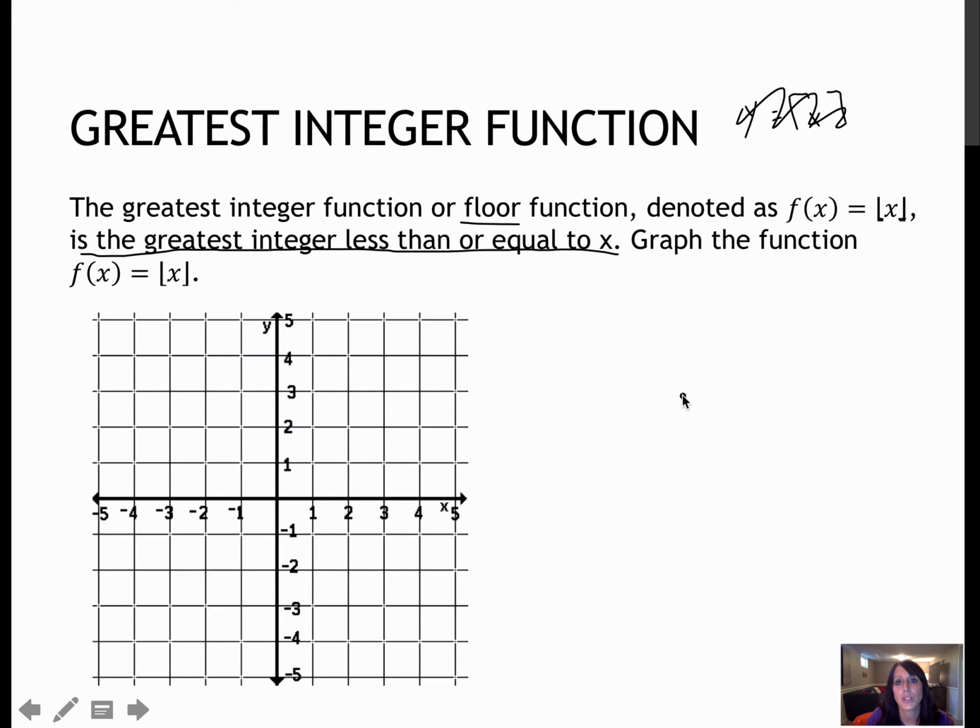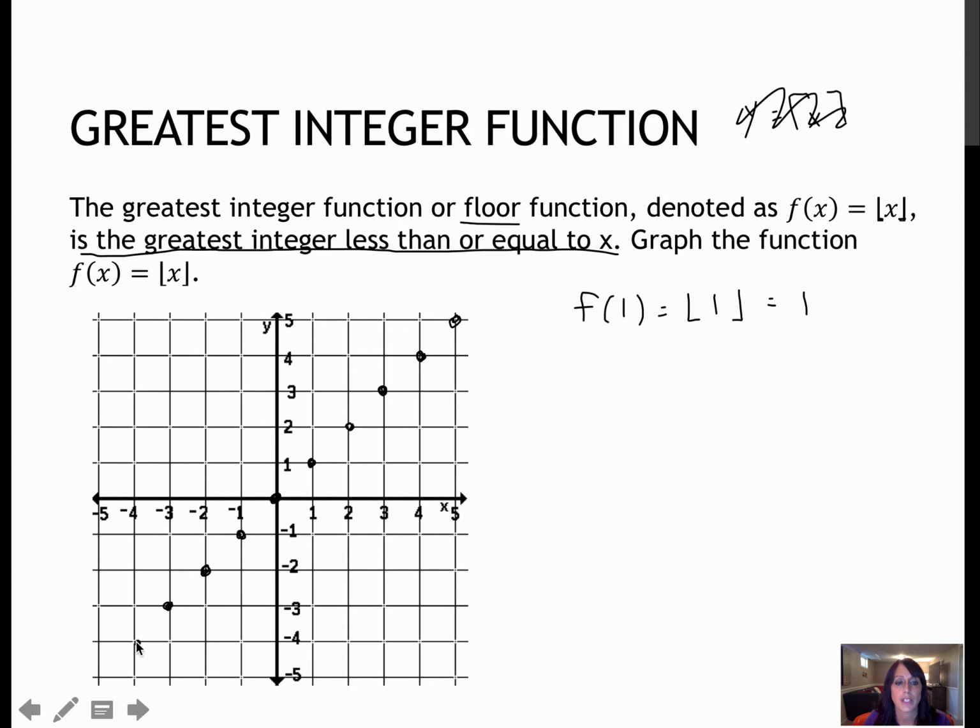So for my integers, if I were to find f of 1, that means the floor of 1. Well, 1 is the greatest integer that is less than or equal to 1. So at 1, I would have 1. At 2, I would have 2, etc. So these are going to be all of my closed dots. These are all closed.